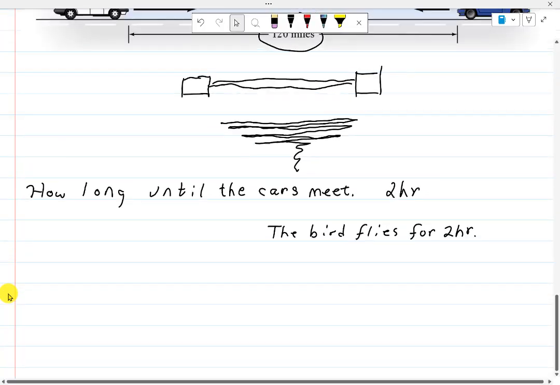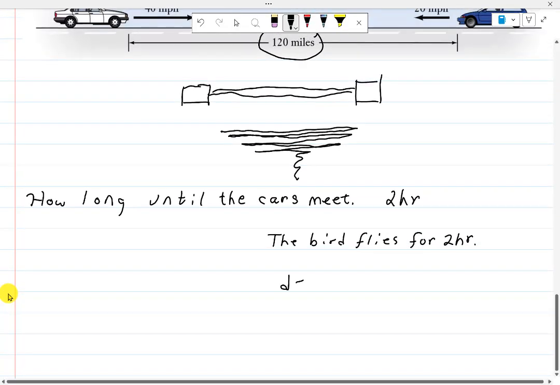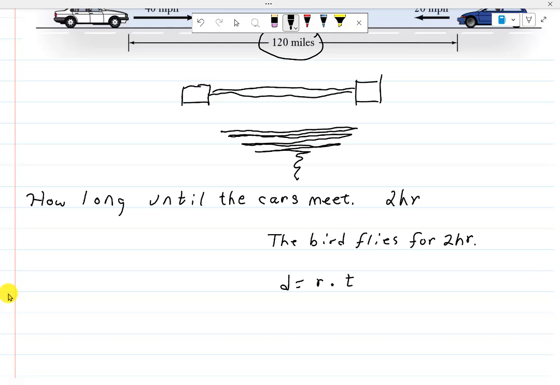Now all I've got to do is use one form of distance equals rate times time, and I'll have the distance that this thing flew. The rate, we know this bird is going 150 miles per hour, and he or she is doing it for 2 hours. Cancel out the hours, and you have 300 miles.